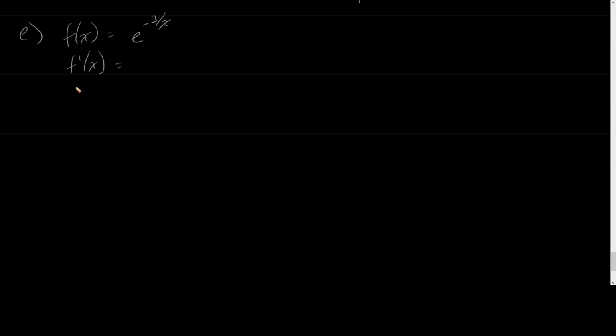The first derivative would be, well, the derivative of e to some power is e to that power, and then by the chain rule, times the derivative of the inside. The derivative of -3 over x is +3 over x squared. So I can rewrite this as 3e to the -3 over x over x squared. All right, so that's the first derivative. Now the second derivative. Well, let's see what that looks like.